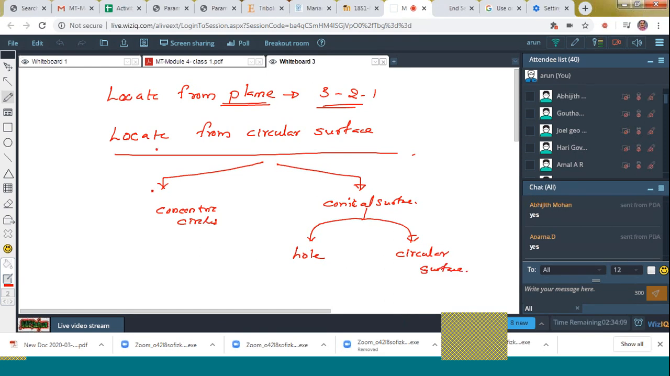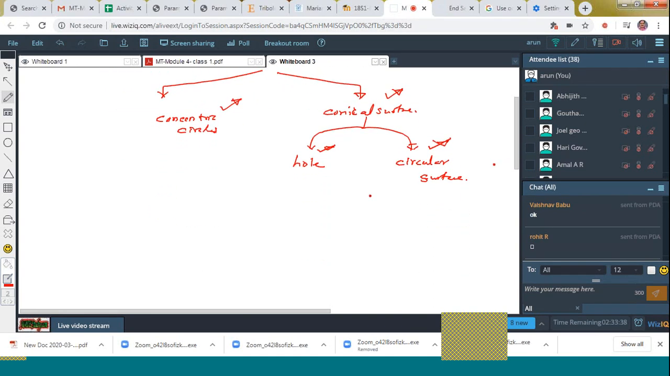So the task is locating a workpiece which has circular surfaces. We can locate it by means of the concentric circle principle, and the second is the conical surface principle. The conical surface principle is again classified: one is the hole, and the second is the circular surface. Next, how am I going to locate it by means of a hole?